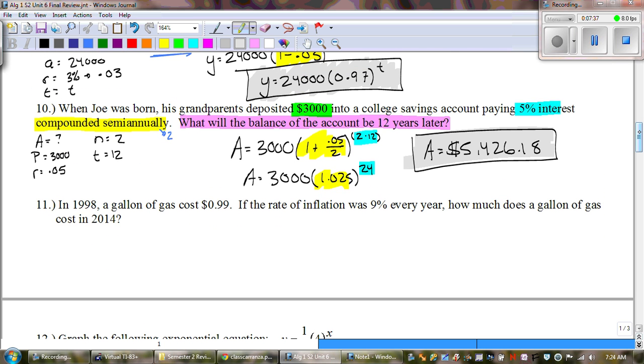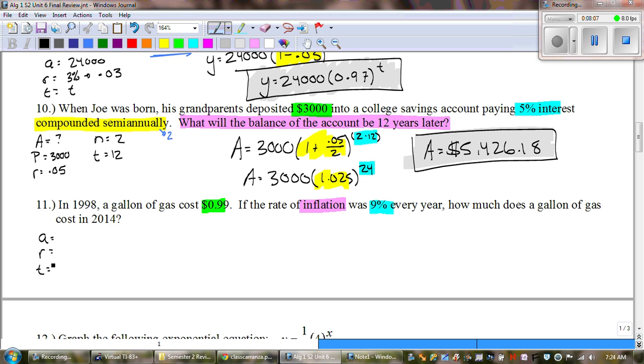All right, number 11. In 1998, a gallon of gas cost 99 cents. If the rate of inflation, that's a key word right there, it's telling you what to do, was 9% every year, how much does a gallon of gas cost? All right, well, the word inflation, guess what that means? Yeah, that means growth. Okay, so this is exponential growth.